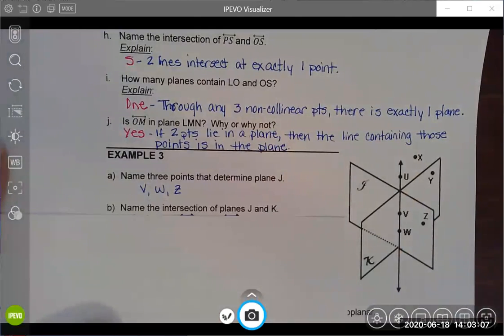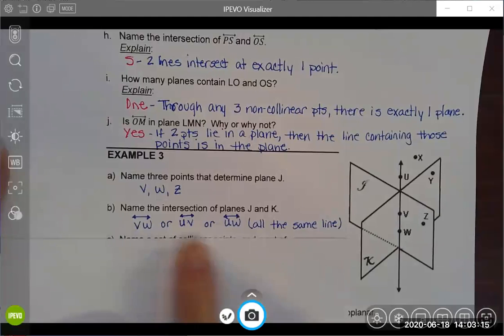Name the intersection of the 2 planes, J and K. Well, we know that's going to be a line because 2 planes always intersect at a line. And we can note this line in lots of different ways. All of these notations represent the same line. Notice I used 2 points that lived on the line, and I drew a bar above them that has arrows on both ends.